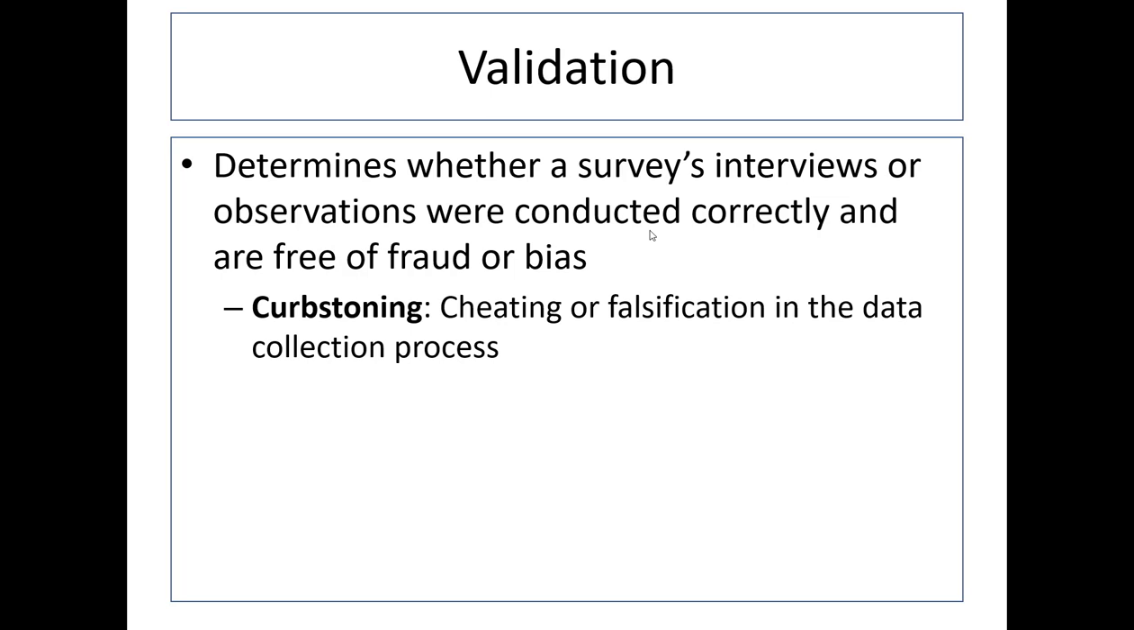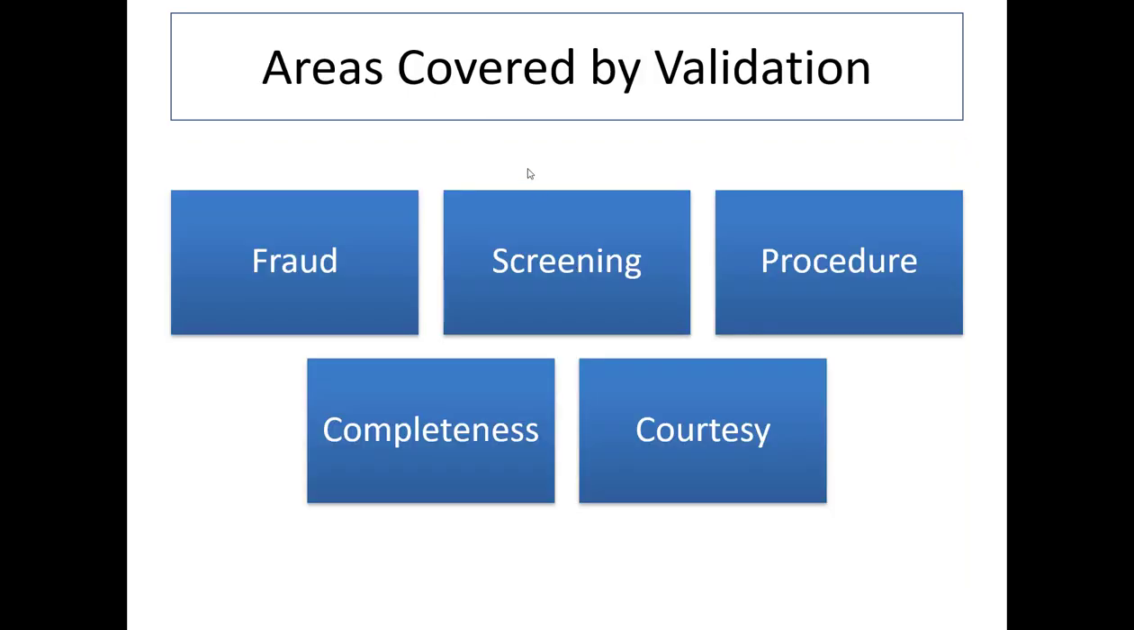There needs to be potential checks. Maybe for all the interviewees, we record the demographics. Maybe an interviewer who does 20 interviews will call back 2 or 3 of the people being interviewed randomly, and ask a few questions to make sure that the interview is being run correctly. But there are quite a few different types of error that potentially can be covered by validation. And here we have fraud, screening, procedure, completeness, and courtesy.